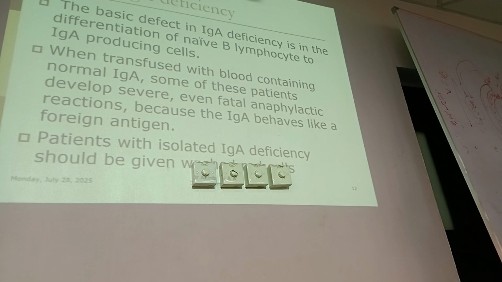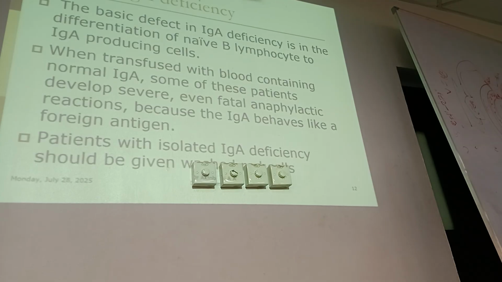They lack IgA, and then you are giving them blood of someone with IgA. The body of the recipient will consider the IgA as foreign and then develop antibodies to that IgA. IgA is an antibody itself, so it's like an antibody to an antibody. And then there will be anaphylaxis. So patients with isolated IgA deficiency should be given washed blood. So how do you go about that? You can identify isolated IgA deficiency.